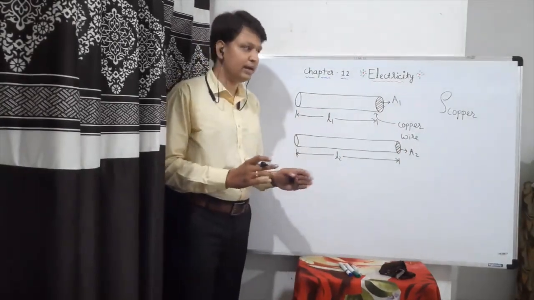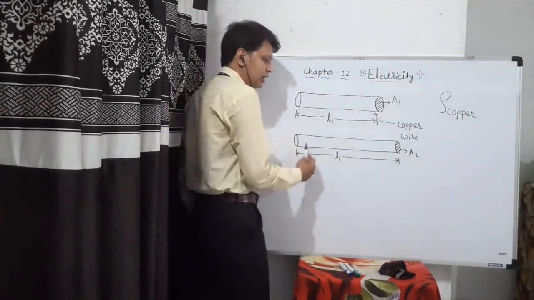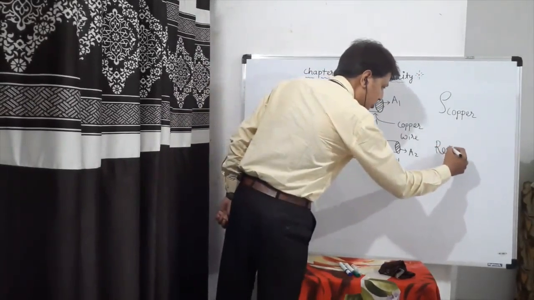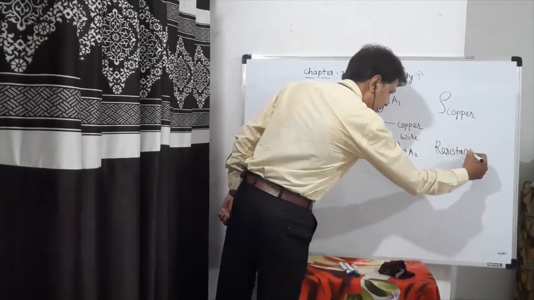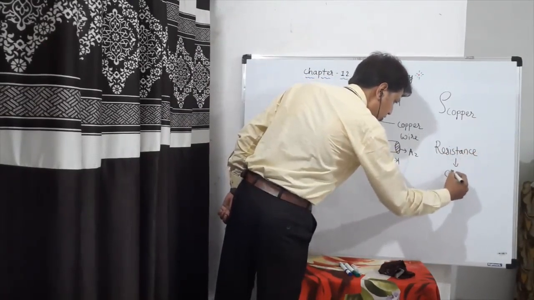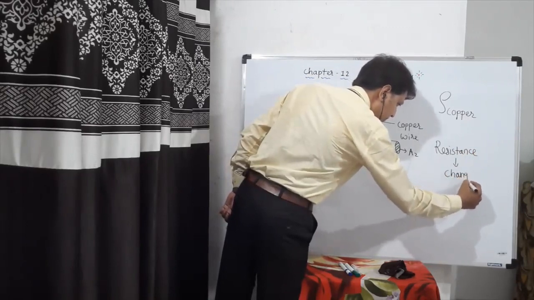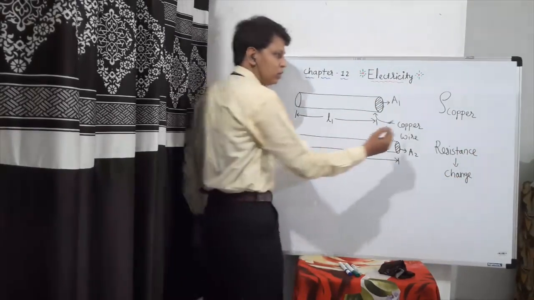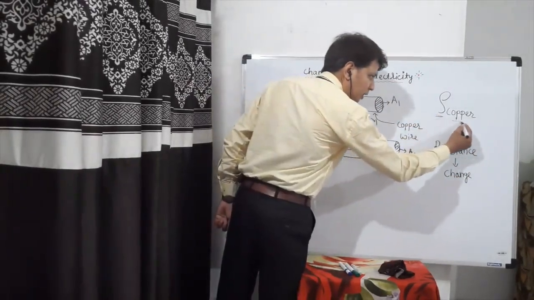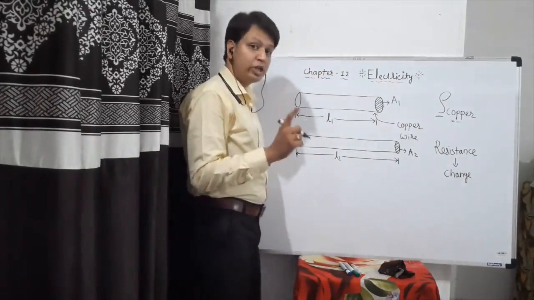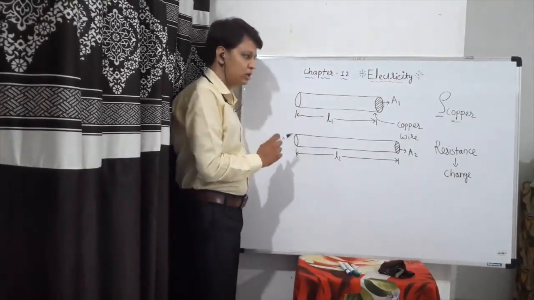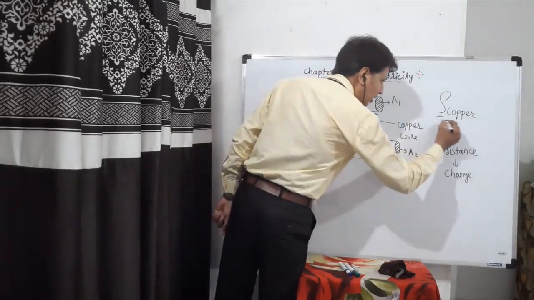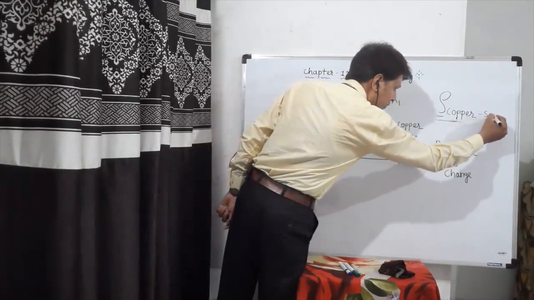So I can say that when I am changing length and area, the resistance of this copper wire will change because I changed length and area. But resistivity of copper wire doesn't change with length and area. So by changing length and area, the resistivity will remain same. It will not change.